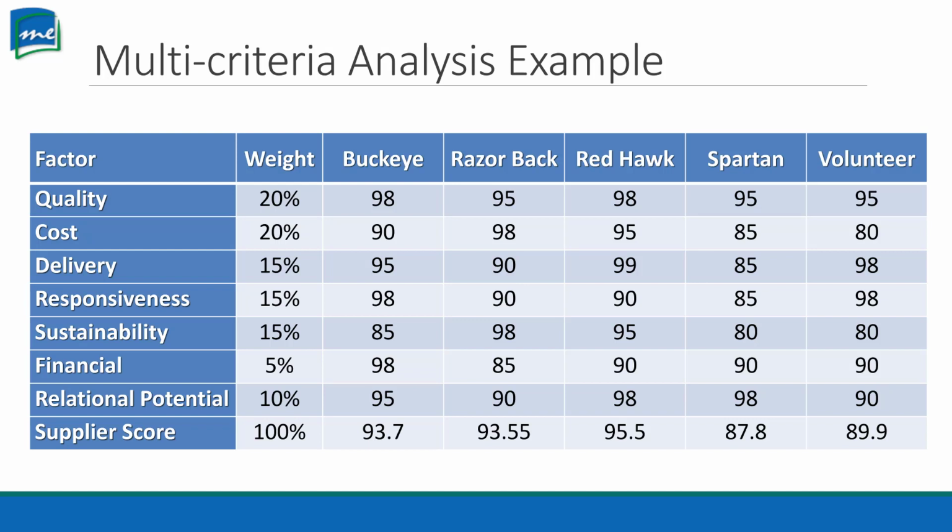And then you evaluate them. So you actually put in that 98, 95, 98, 95, 95. You put in those values. And then you finally total it at the end. So you take that first 98 there for Buckeye, multiply that by 20%, do the same, the 90 times 20%, 95 times 15%, so on and so forth for all the categories, and your score is at the bottom.